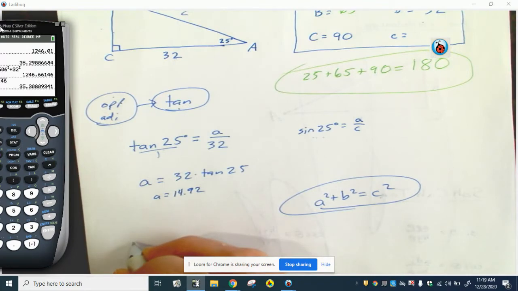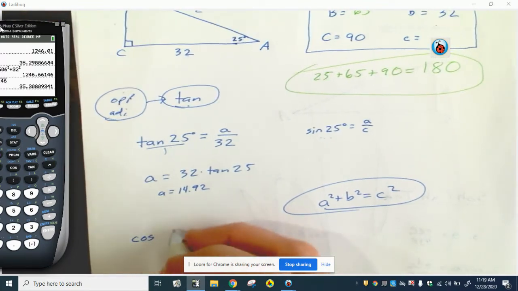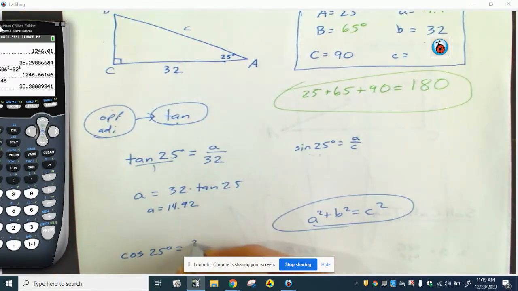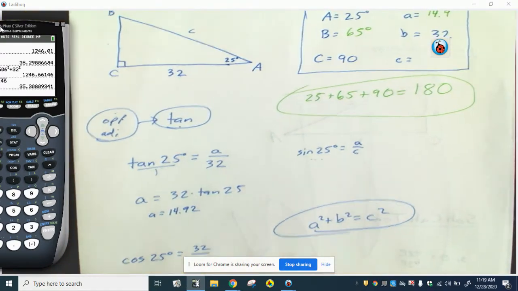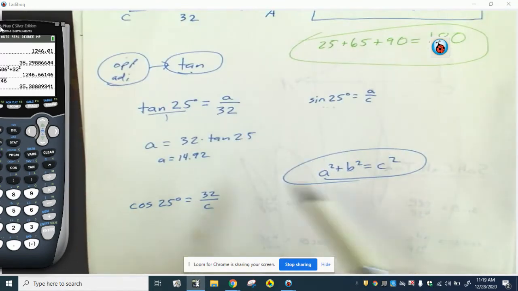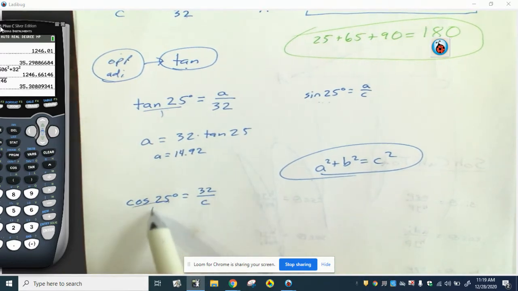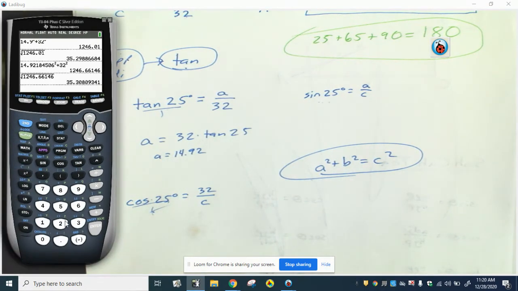That's cosine. I could say cosine of my 25-degree angle is equal to adjacent 32 over the hypotenuse. And I could just write another proportion like this, instead of using a squared plus b squared equals c squared. Now in this proportion, I would have to do 32 times 1, and then I would divide by the cosine of 25. So I would type in 32 divided by the cosine of 25, and I should get the same answer as I got right here of that 35.3.